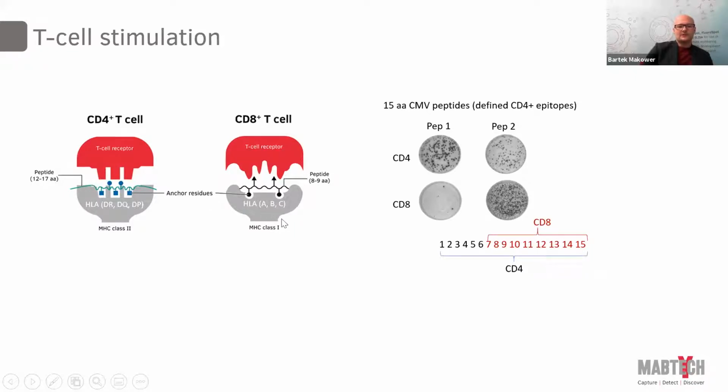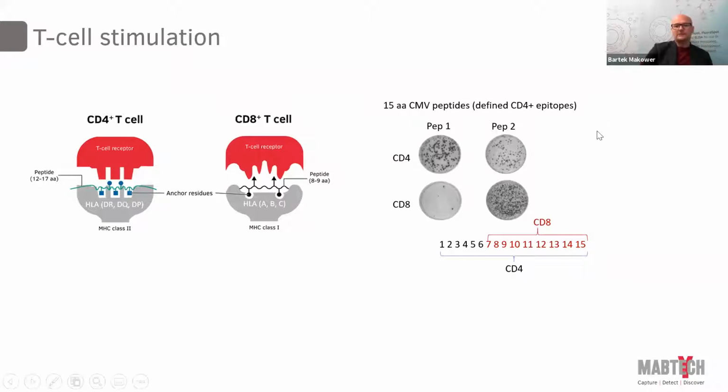While for MHC class 1, the peptides are shorter. This is more of a closed structure, the MHC class 1 or the HLA ABC proteins. It has anchor residues on the N and C terminus, and some amino acids interacting with the T cell receptor. This interaction then triggers the T cell to activate.